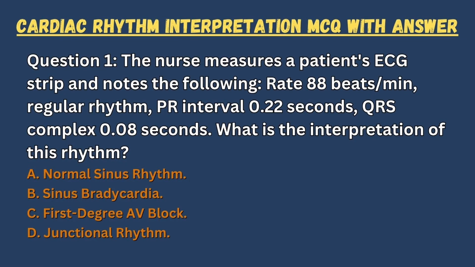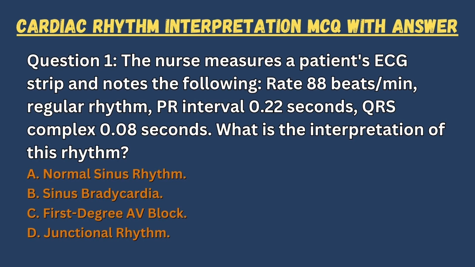Question 1. The nurse measures a patient's ECG strip and notes the following. Rate 88 beats per minute, regular rhythm, PR interval 0.22 seconds, QRS complex 0.08 seconds. What is the interpretation of this rhythm?